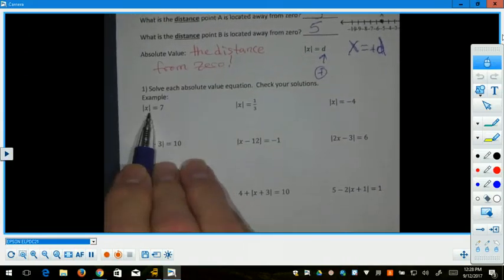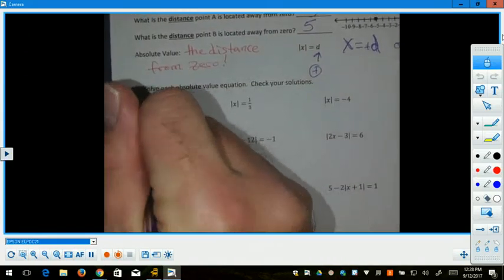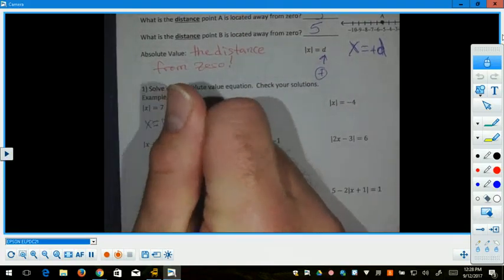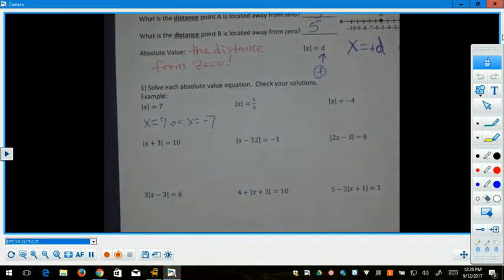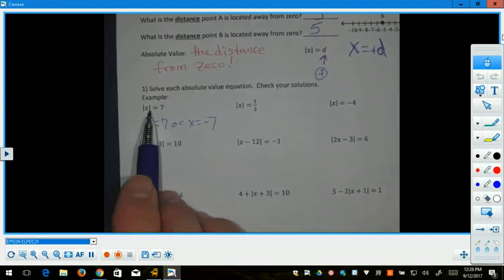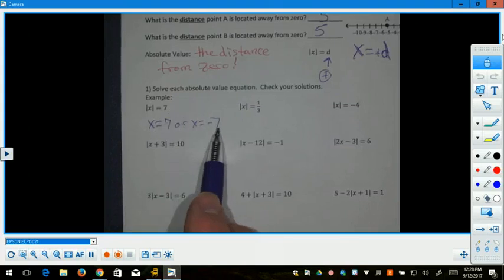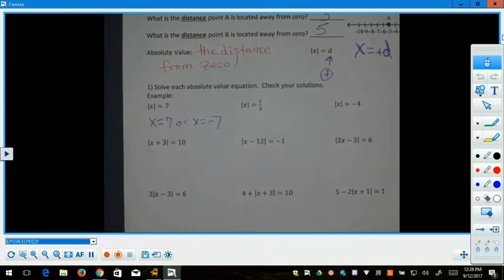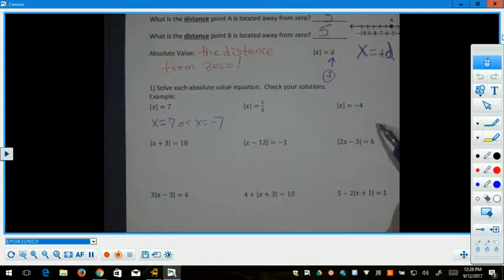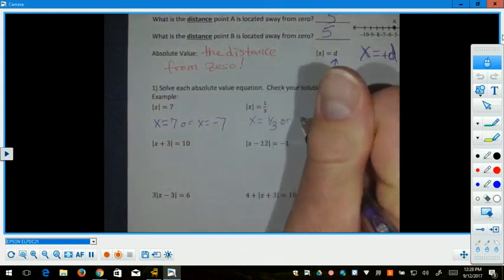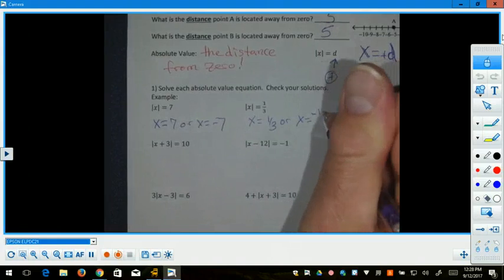Absolute value of x is 7. So what does x have to be? 7 or -7. It could be either one. What's happening is the distance that this number is from 0 is +7. What about 1/3? Absolute value of x is 1/3. Then x is either 1/3 or x is -1/3.